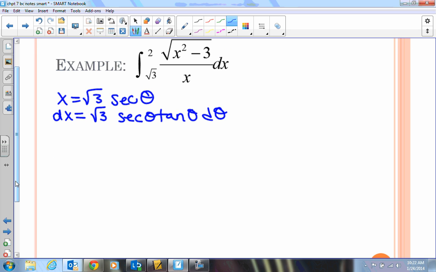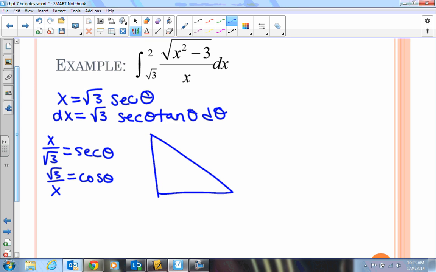Now we're going to take this and make our right triangle. So x over radical 3 is secant. Is that okay? So I'm going to go ahead and flip this. It's easier for me to see. And I'm going to say what cosine would be. Well, I'm not there yet. Okay. Now when I make my triangle, pause. You forgot the pause.